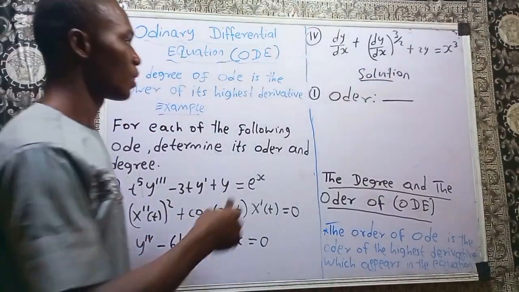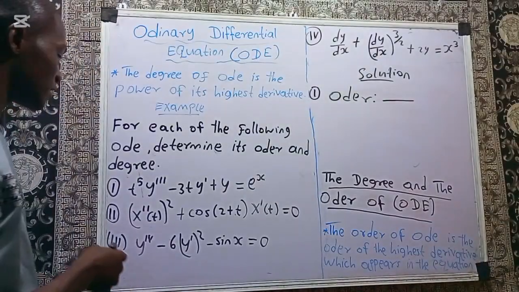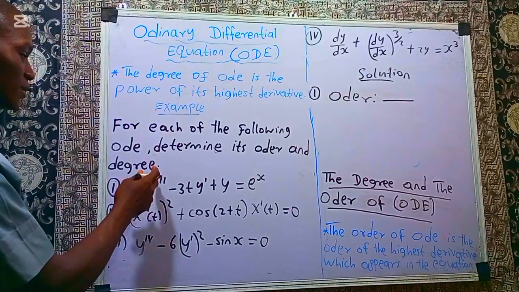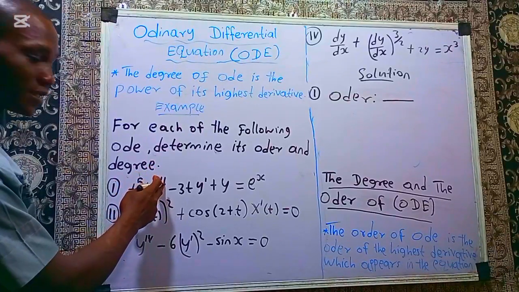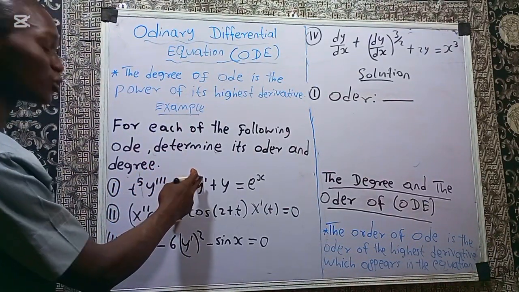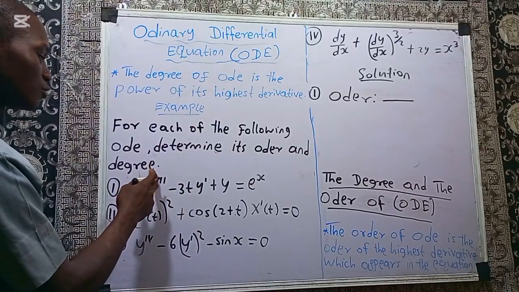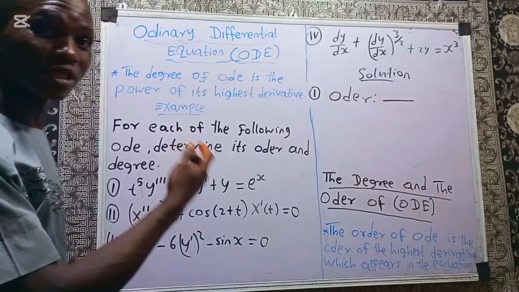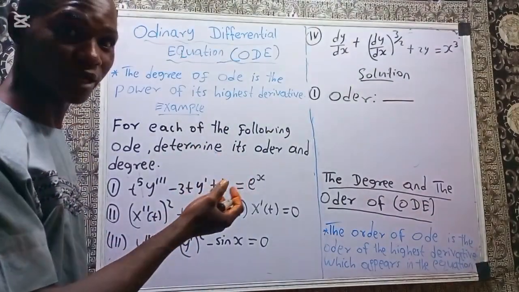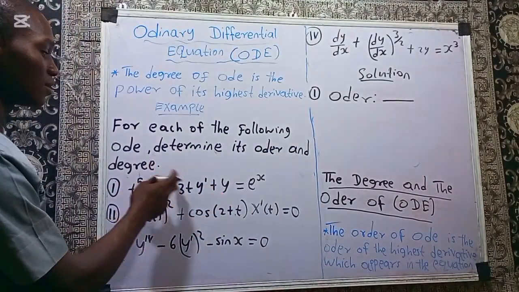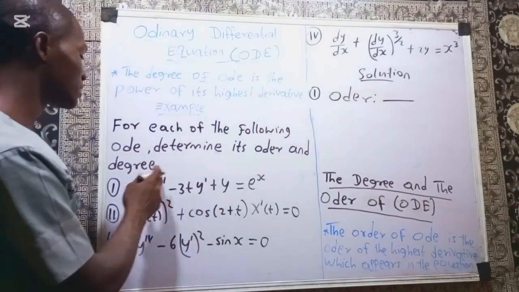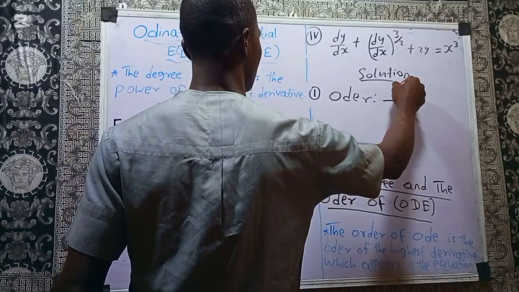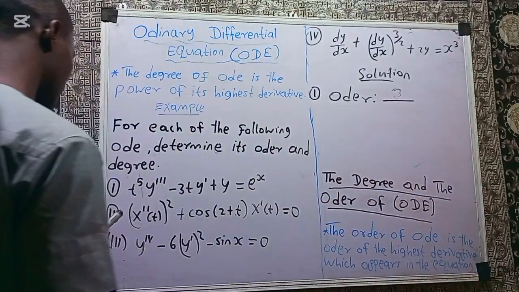So let's find the order. What is the order of this ODE? For this first one, let's look for the highest derivative. This is y prime prime prime, right? This is y prime. So which one is highest? Prime prime prime. This is just a notation. We use this Roman numeral, right? This is 3 and this is what? 1. So the highest is 3. So the order is 3, right? So that's the order.